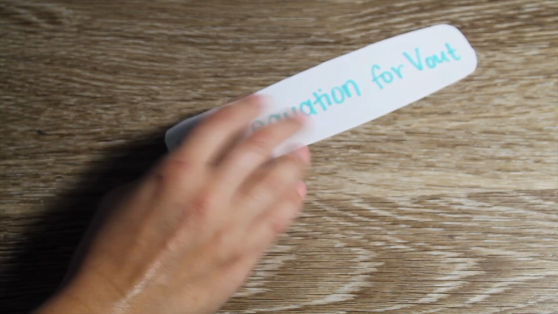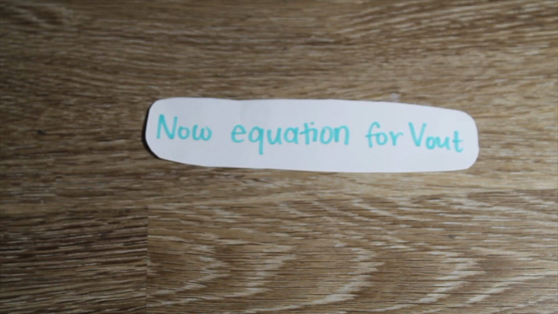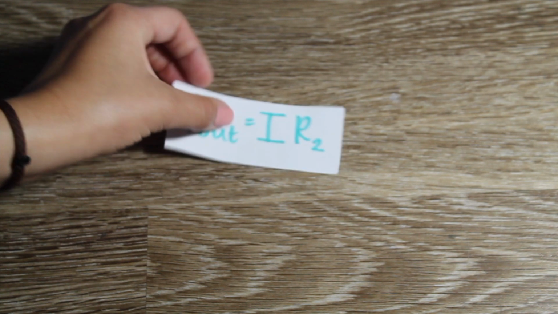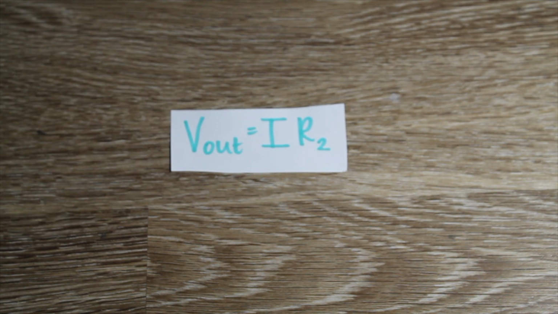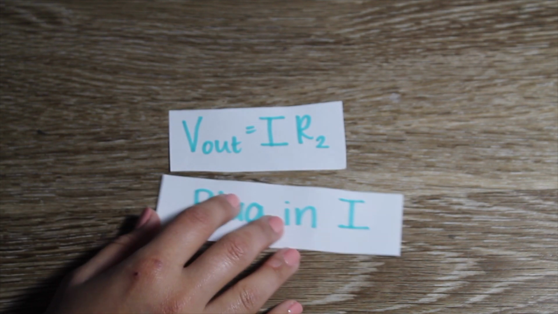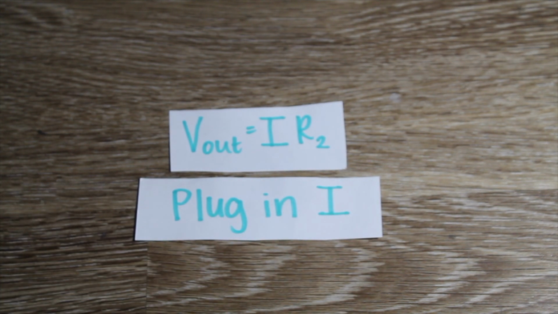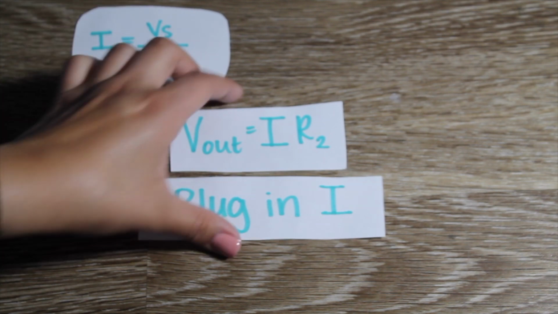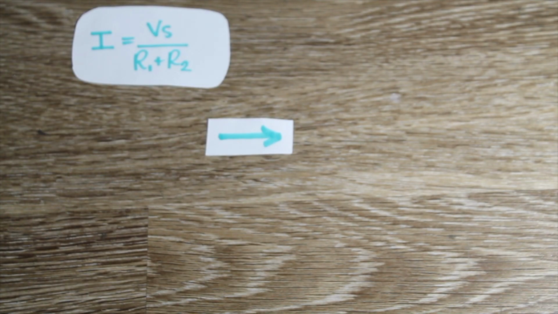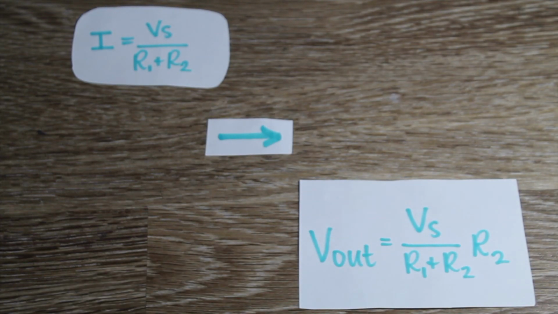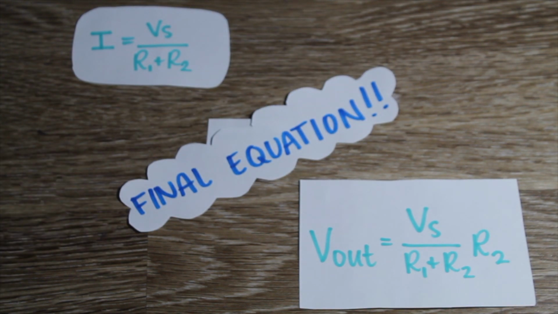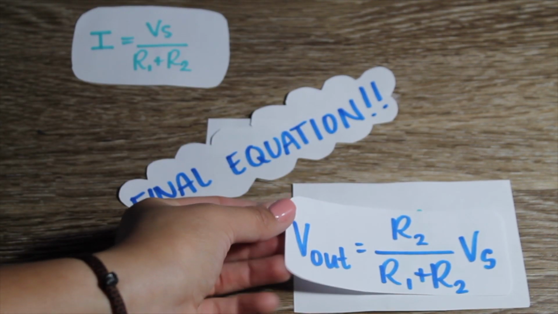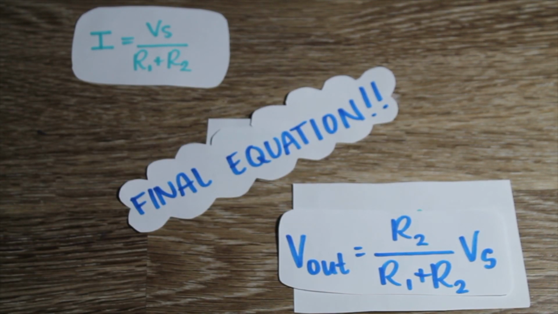Now for our Vout equation. Once again, we're going to use Ohm's law. So Vout equals our current times our resistance through the second resistor. Now we're going to plug in the current that we found from our total voltage equation. So the current goes into the voltage out equation. This will now result in our final equation: Vout equals R2 over R1 plus R2 times Vs. We finally derived the equation.